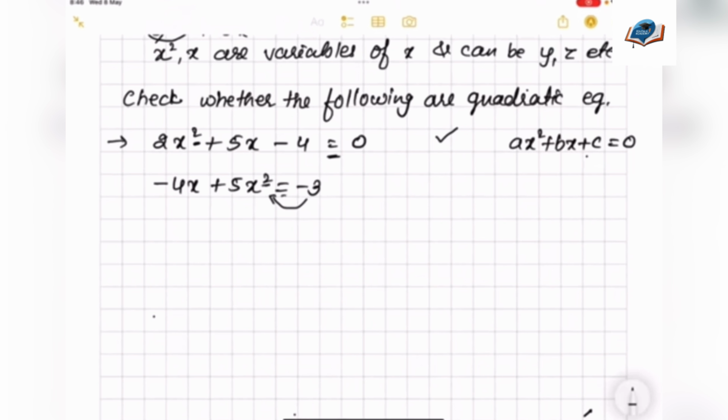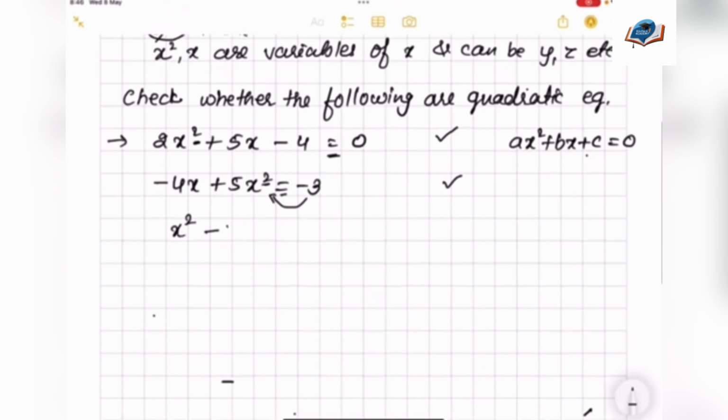Now the next one is x square minus 3 equal to 0. So yes, it is a quadratic equation as the power is 2 and the equality sign is there. Now let us take another equation, 4x minus 5 equal to 0. Here the equal to sign is there and the right hand side is 0. But if I see, I don't have a square variable, so it is not a quadratic equation.